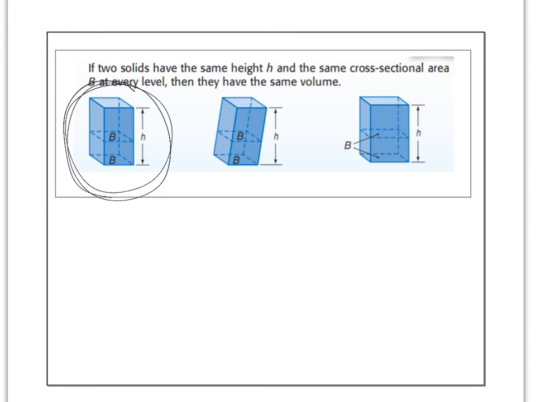So you take your prism and you push it over so that it's kind of like the Leaning Tower of Pisa, right? Is the volume different? Did the volume change? The answer is no, because you still have that same chunk of Play-Doh. You still have the same amount of stuff. You just tipped it over a little bit. So if two solids have the same height and the same cross-sectional area at every level, then they're still going to have the same volume.